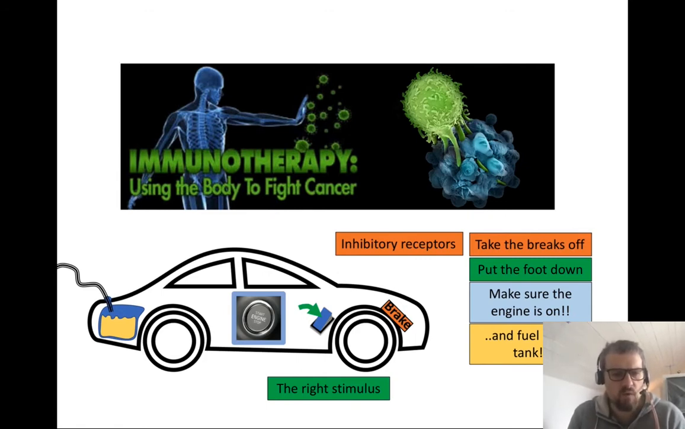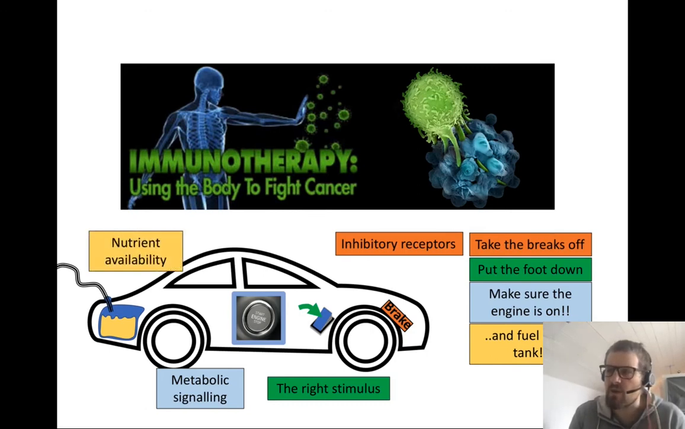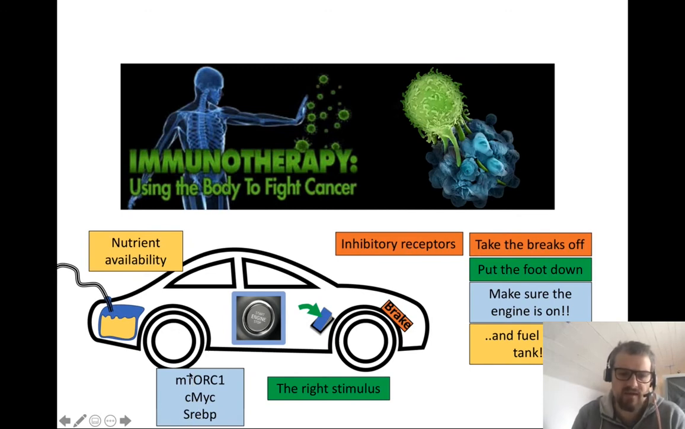But our work is more thinking about the engine. So we need to think about what metabolic signaling the NK cells need to have to make sure that the engine is running. And we need to think about nutrient availability. So when they're in the tumor, are there nutrients available? We know that glucose is important here. So what we need to think about for NK cell immunotherapies is whether we can sustain key metabolic signaling, mTOR, c-MYC, and SREBP, when those NK cells are in a patient trying to kill a tumor, and whether we can sustain availability of glucose. Availability of amino acids is also important for NK cell responses.